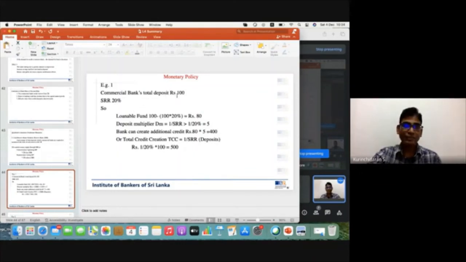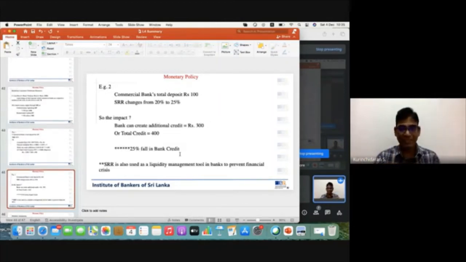Otherwise, you can go straightforward, as I said earlier: 1 divided by 20%, that is 1 divided by SRR, times the initial deposit, which is 500. So your deposit creation is 400, with the initial deposit altogether 500. This is how through SRR you can create deposits and credit. It's a straightforward one, nothing to worry about. You can just work it out and see by changing the SRR rates.